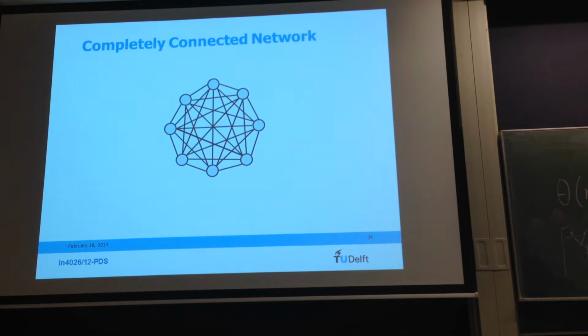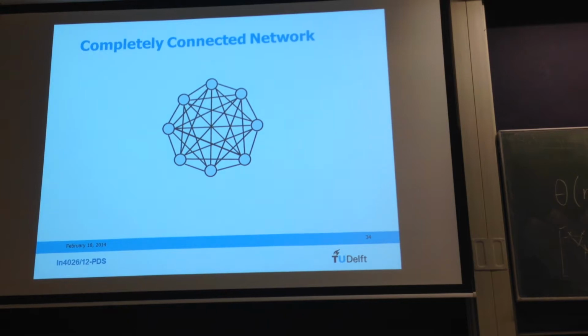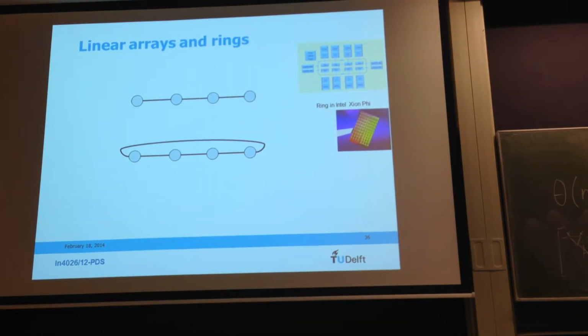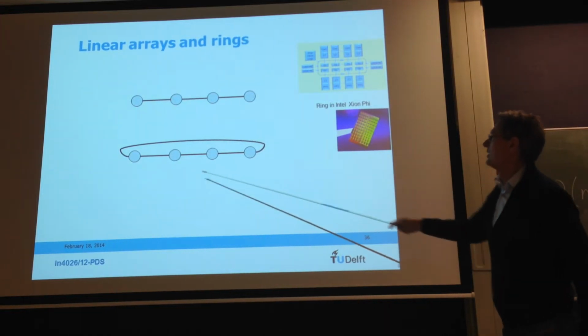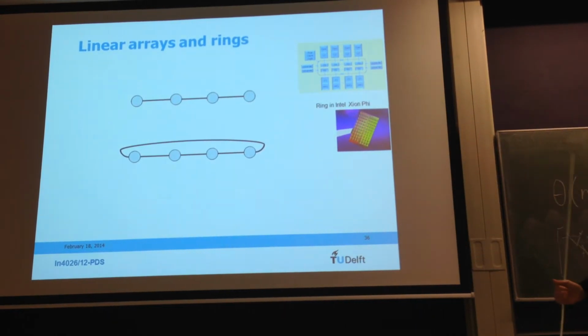What kind of networks can you build? Well, this is an example of a completely connected network where everybody is connected to everybody, and you see already the complexity here. This is one example. A star network, with one computer in the center and a number of satellites in the periphery. A ring or a linear array, where you either connect the processors like this or in a ring. These are frequently used.